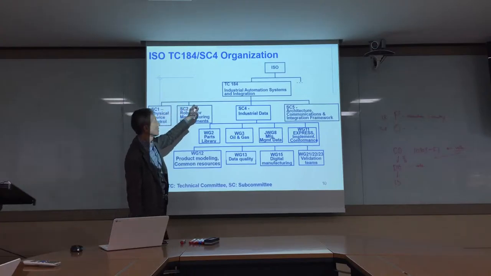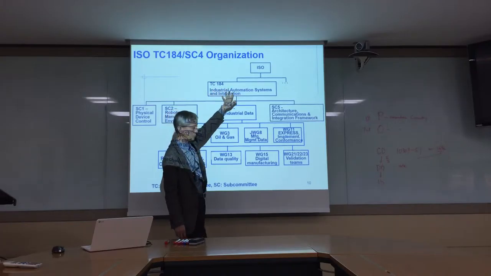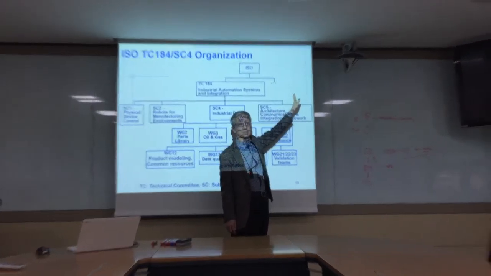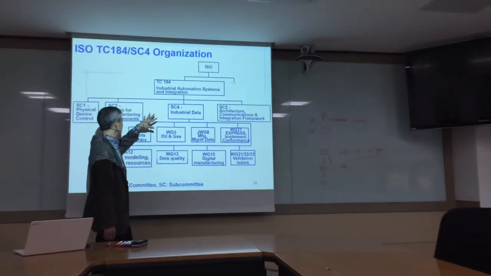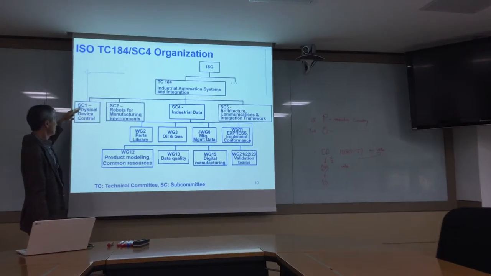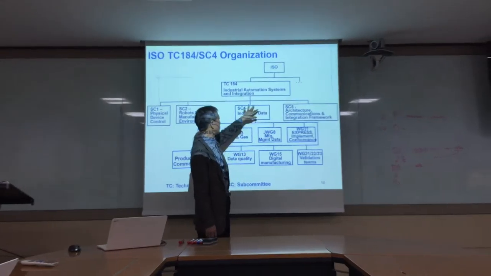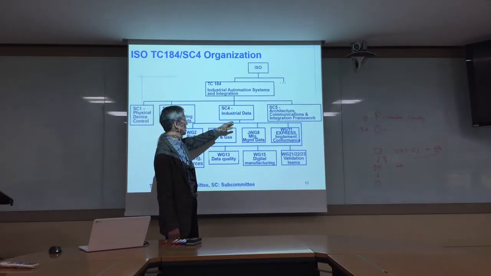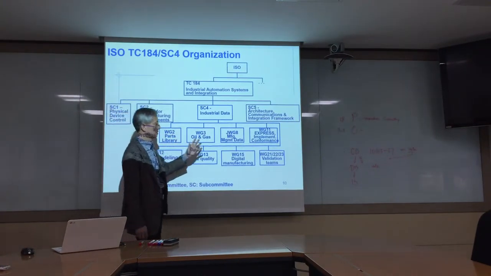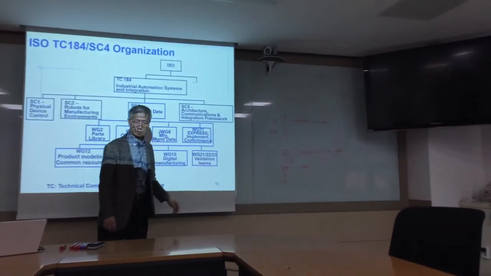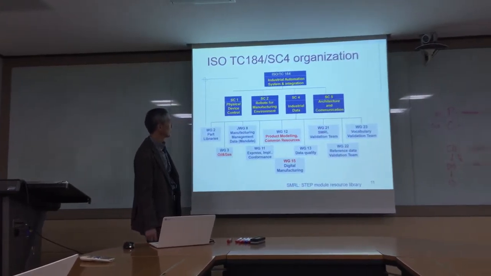So under ISO TC, you know, TC 1, 2, 3, 4, 5, 6, 7, up to now 230-something technical committees. Under them, there are some committees: NC machines, robotics, and manufacturing devices. One of them is industrial data. And under SC4, we have working groups. And these are the current working groups. Okay. But this is a new working group. Another slide is the same with different formatting.